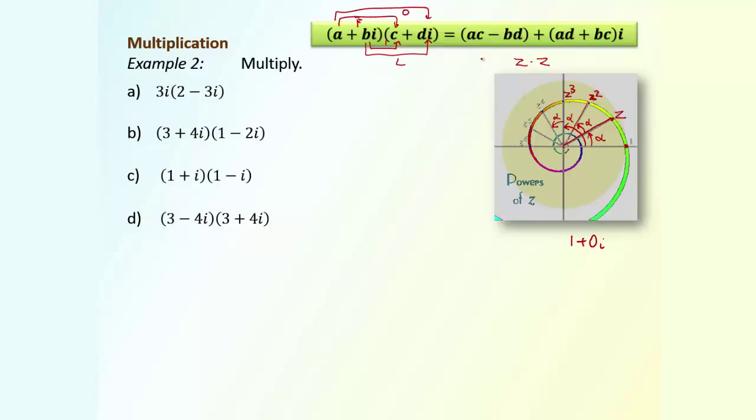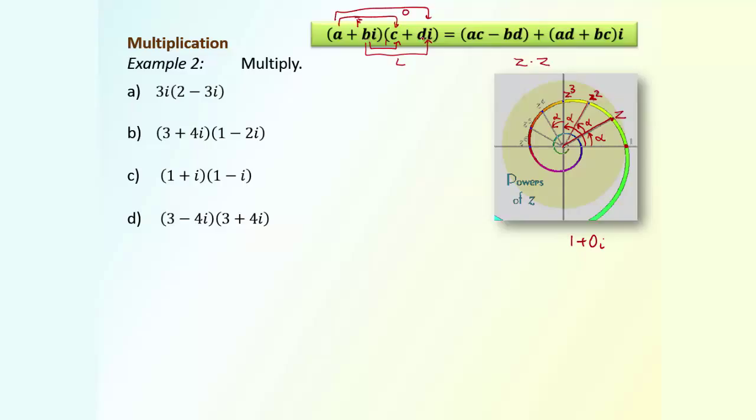So to obtain the resulting number, we're looking for those components that will result in the real part. The real part comes from the first terms, a times c. It will also come partly from the last terms, because b times d times i squared turns back into a real number, because it's -1.